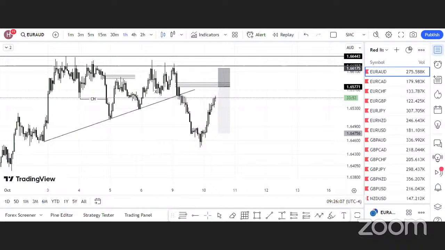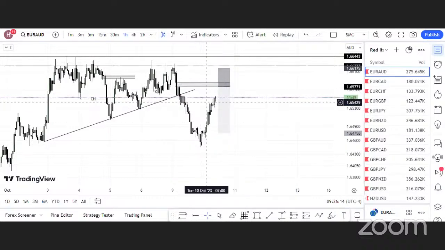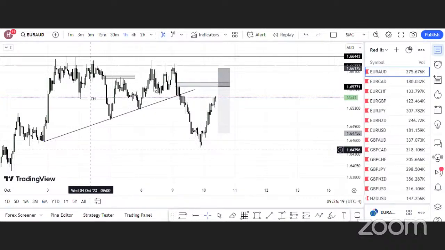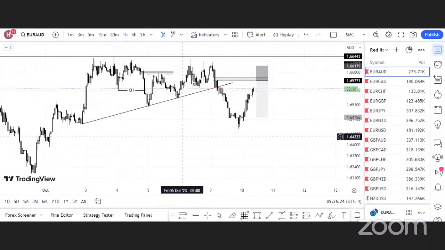Okay, so this is the session where I'll be making analysis and then taking trades together. All right. I've made a few analyses already, but we are going to continue and make more.